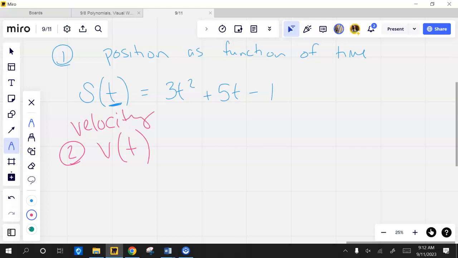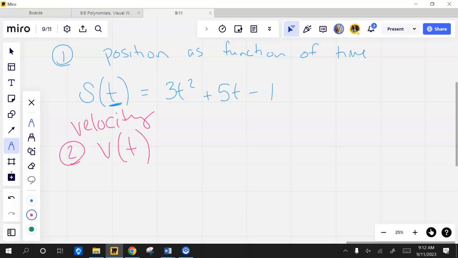Velocity. Velocity. Oh my God. That was just terrible.